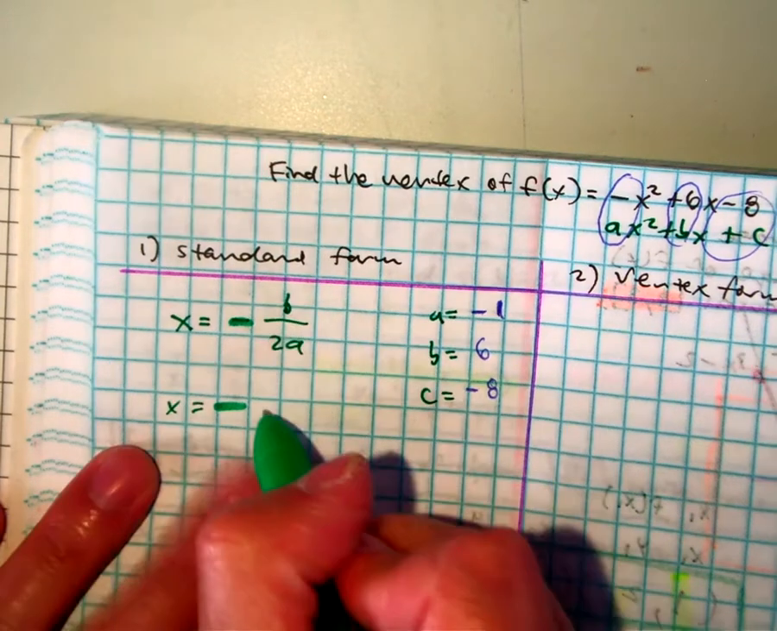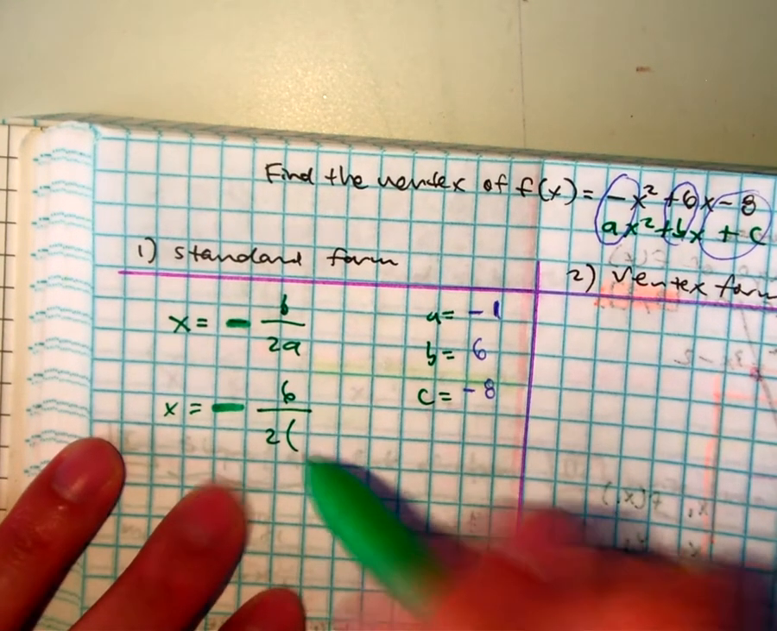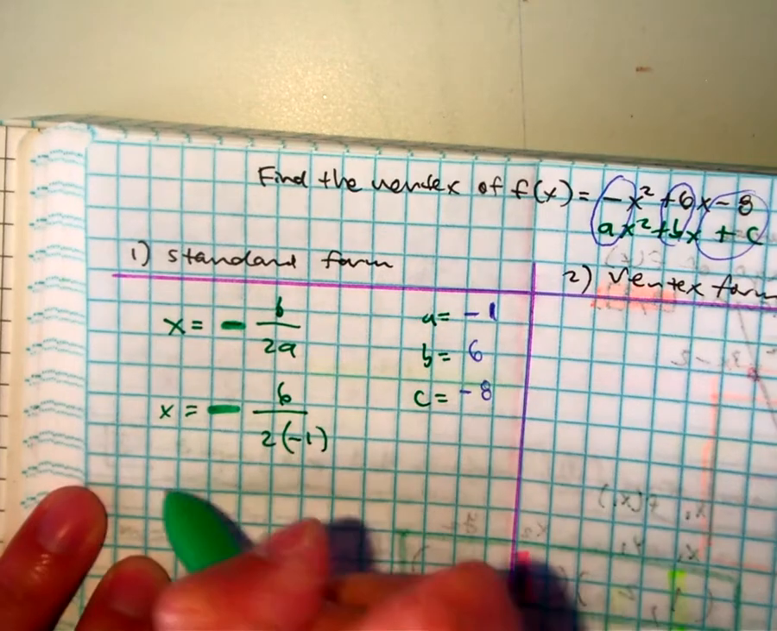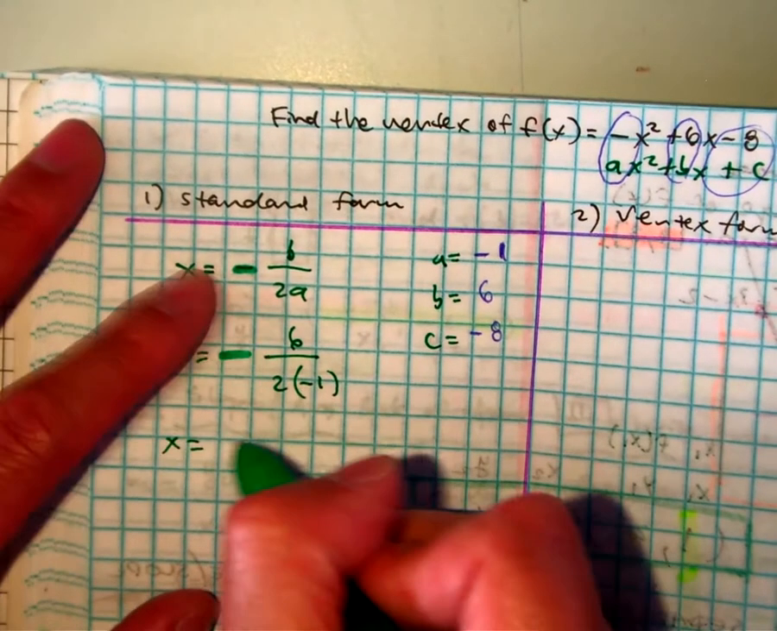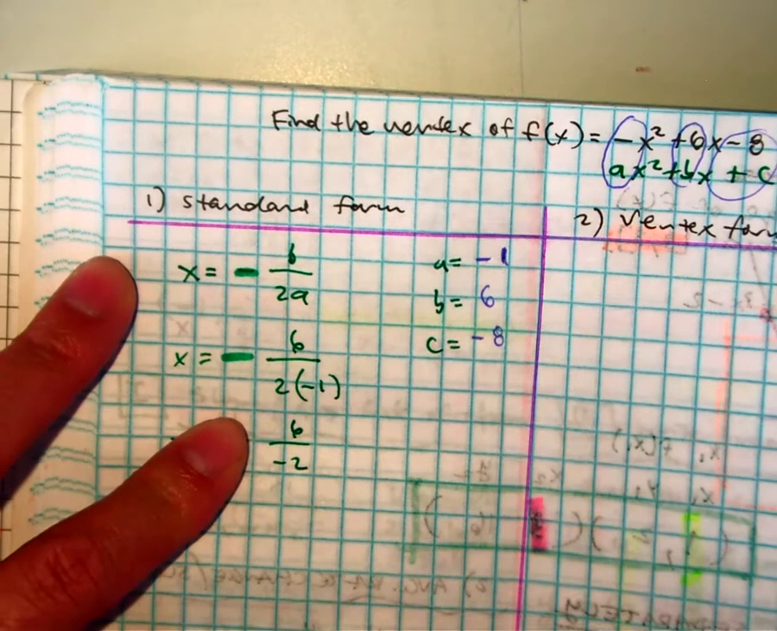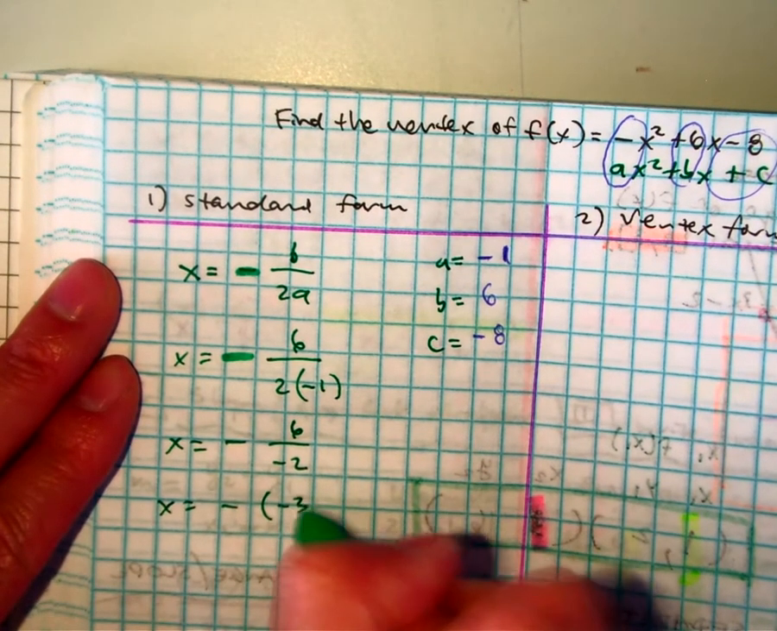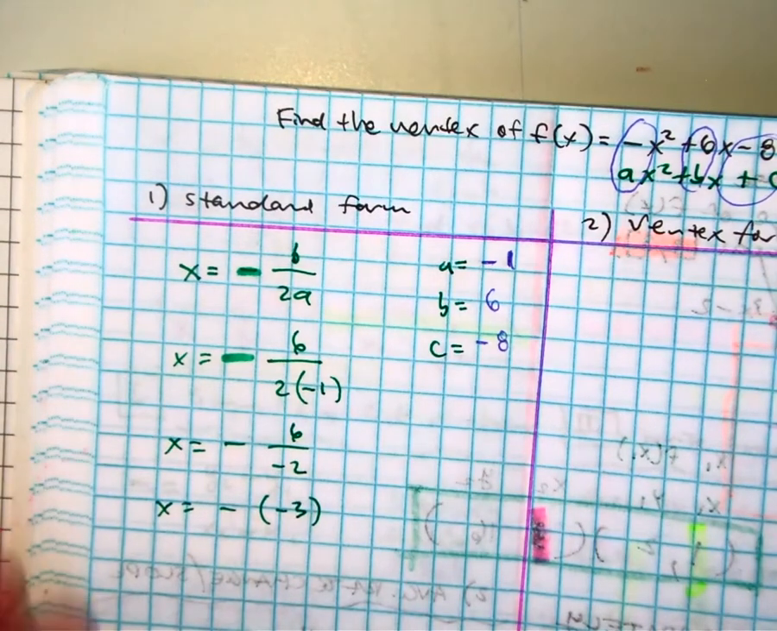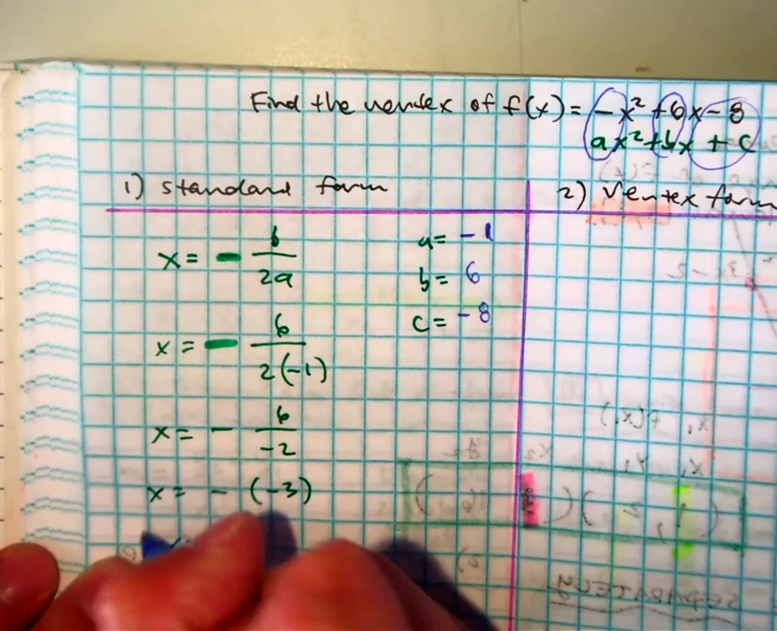Class, what's your b value? And your a value? 2 times negative 1 is? 6 divided by negative 2 is? And what's the opposite of negative 3? X is equal to a positive 3.